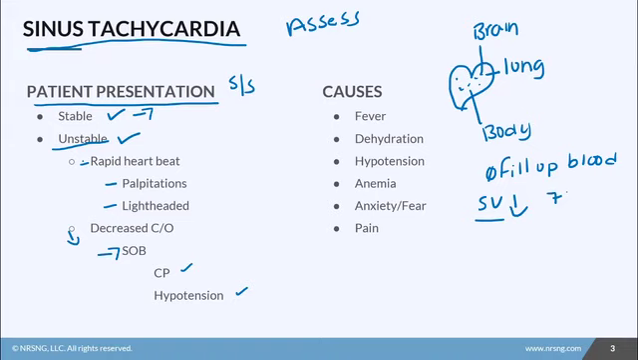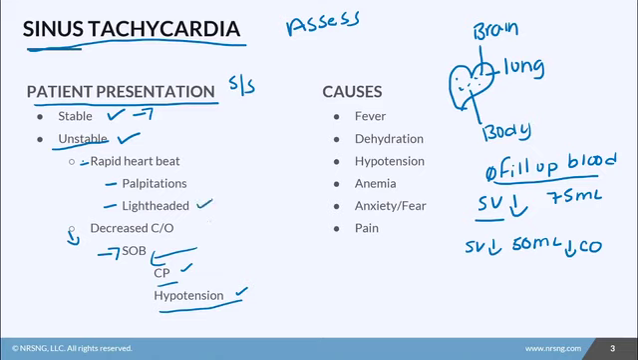So normally it's about 75 mils. So when the heart does not have time to fill up with blood, the stroke volume decreases. So let's say it's about 50 mils. And this causes the cardiac output to decrease. And this is why people complain of shortness of breath or chest pain or hypotension and lightheadedness.